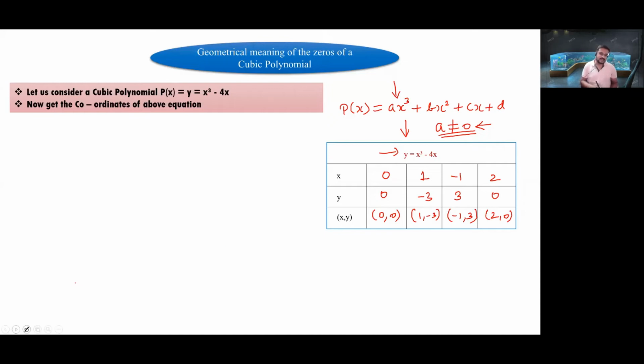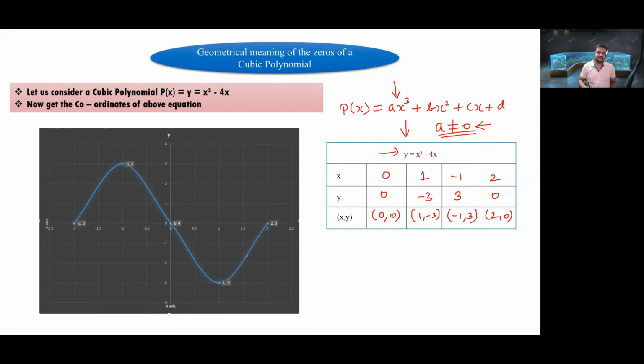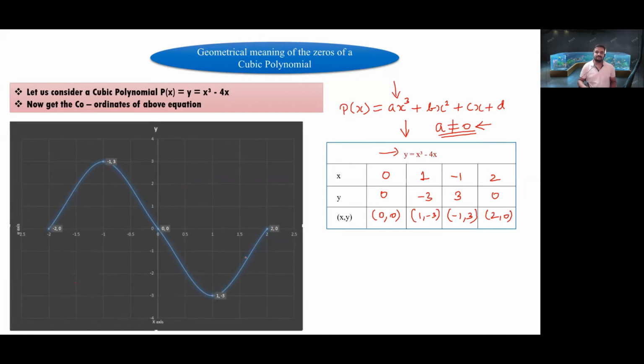And its shape will come like this, see. See, this will be the shape. Okay, 3 times it is cutting the x-axis. See, at this point, at this point, and at this point. So 3 times means we will get 3 zeros from here. Okay. And you know how to find the zeros.